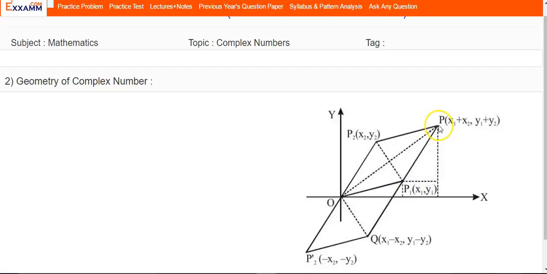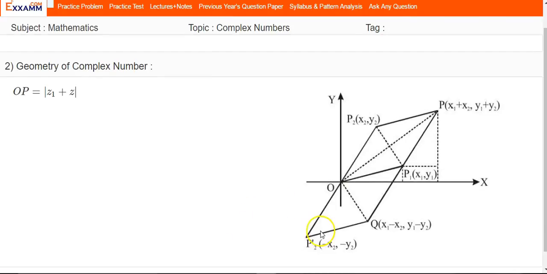Now what are the coordinates of P? The x coordinate would be this distance if we draw a vertical, and what is this one? It is this distance plus this distance, and this distance is the x2 coordinate of P2. So it is x1 plus x2. And similarly, P1 is y1, so this distance is y2 and this distance is y1 plus y2. So the coordinates of P are x1 plus x2 comma y1 plus y2.